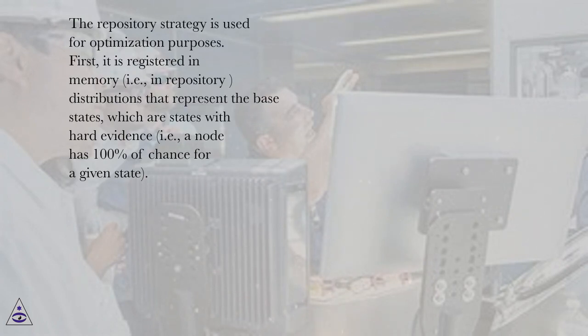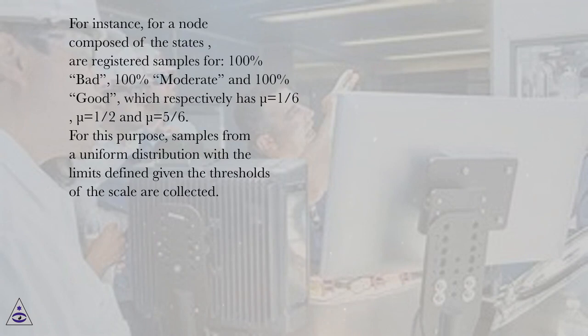First, it is registered in memory, i.e., in repository, distributions that represent the base states, which are states with hard evidence, i.e., a node has 100% of chance for a given state. For instance, for a node composed of the states bad, moderate and good, are registered samples for 100% bad, 100% moderate and 100% good, which respectively has mu equals 1/6, mu equals half and mu equals 5/6.